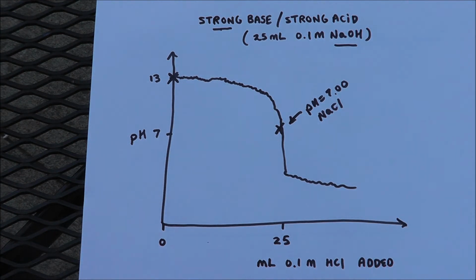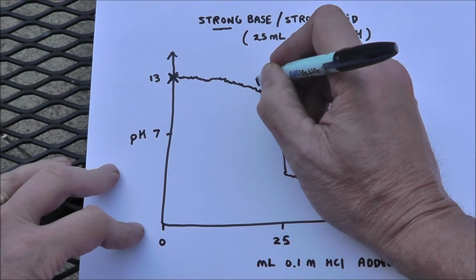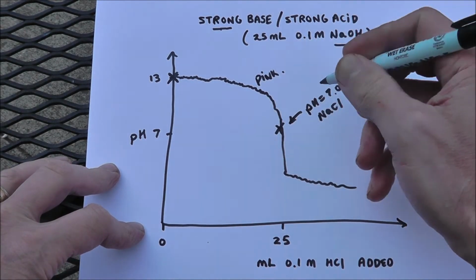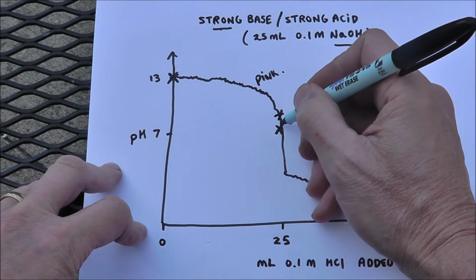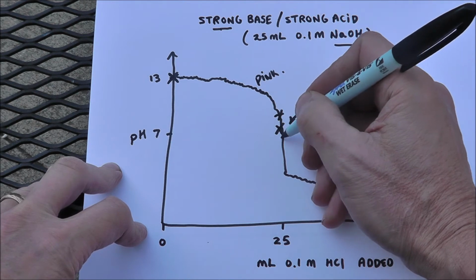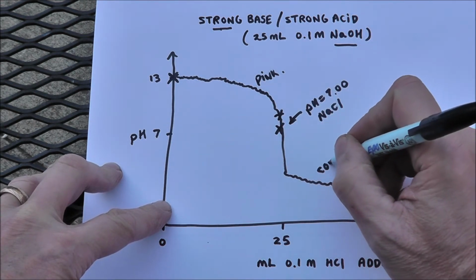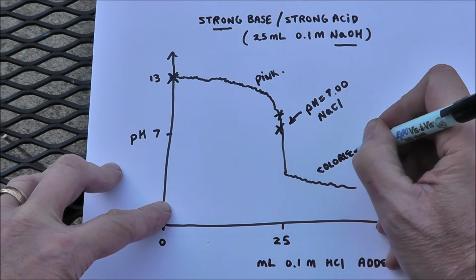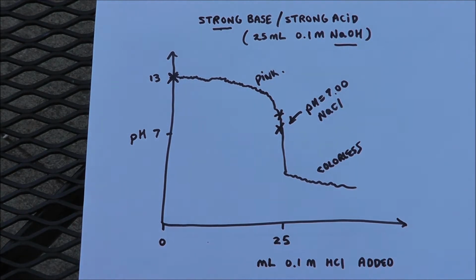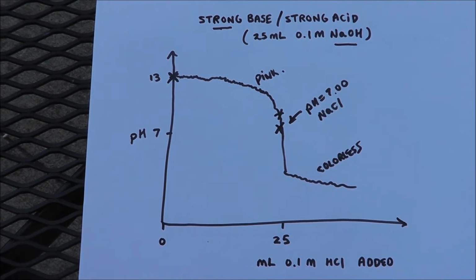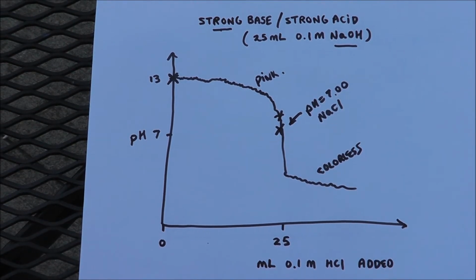What kind of indicator can we use? Well, let's think about what would happen with phenolphthalein. It would start pink. It would turn colorless at pH 8.3, which would be a fraction of a drop away from the volume that would be pH 7. So it's the exact reverse of when we did it the other way around, where the NaOH was in the burette and the acid was in the flask.